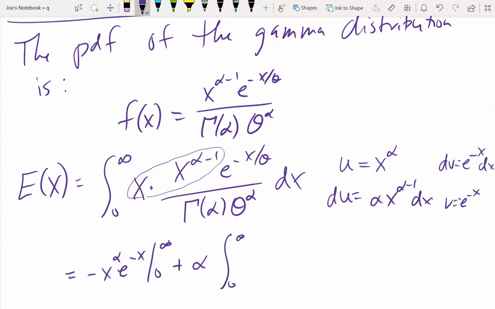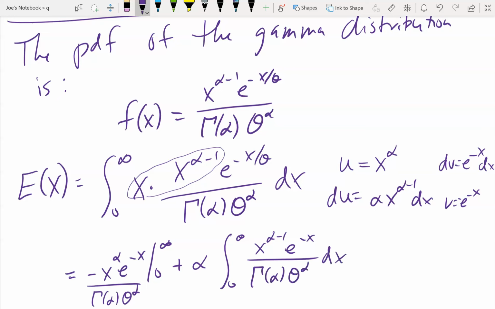Integral from 0 to infinity, and then I've got these other constants. Oops, I did forget my other constants, didn't I? I still have gamma of alpha, theta to the alpha. I have x to the alpha minus 1, e to the minus x over gamma of alpha, theta to the alpha, dx. I forgot to write down the gamma of alpha and the theta to the alpha because, well, I'm an idiot, but they're constants. They don't have any x's, right? So they weren't having a lot of effect on the integral. I can just move them, right?